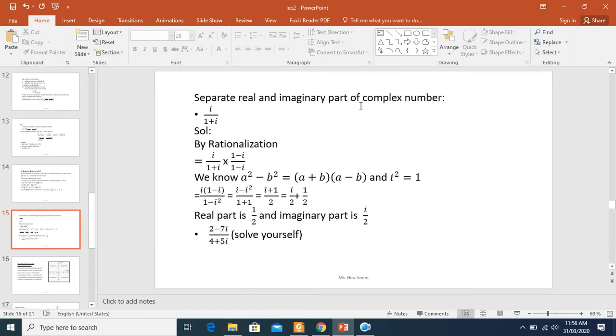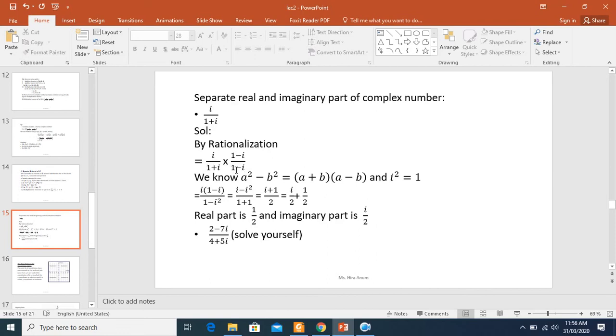Separate the real and imaginary parts of the complex number iota over 1 plus iota. We take real and imaginary parts separately, so we rationalize this number. We multiply and divide by 1 minus iota.